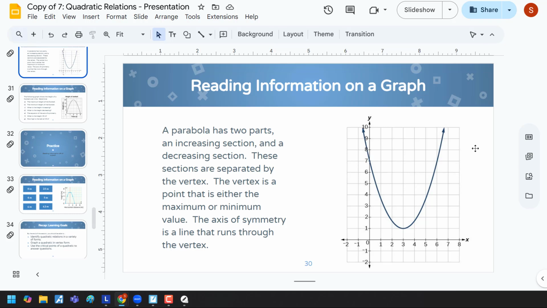A parabola has two parts, an increasing section and a decreasing section. These sections are separated by the vertex. The vertex is a point that is either the maximum or minimum value. The axis of symmetry is a line that runs through the vertex.